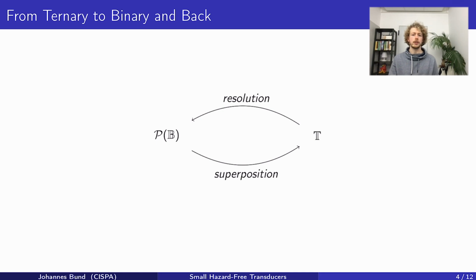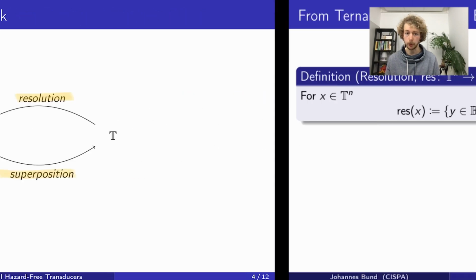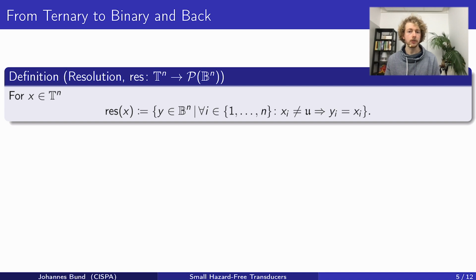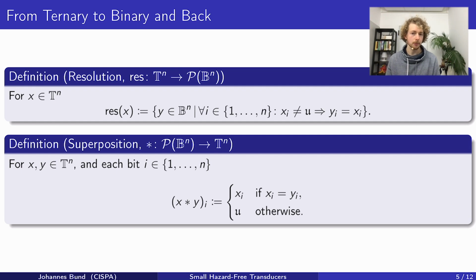We can also define formally what a hazard-free circuit is. But to do so, I need to introduce two tools that map from the ternary world to binary and back. There is the resolution that produces a set of binary words from a ternary input, and the superposition that maps a set of binary inputs to a ternary word. First, the resolution is formally given by the set of all binary words that match input x in every position where x is not uncertain. Think of it as replacing each u in x by 0 and 1. Second, the superposition, which is denoted by the star operator, compares two binary words bit by bit and replaces every position that does not match by a u. The formal definition is given for two words, but because of associativity and commutativity, this can be applied to any set, regardless of the order of application.